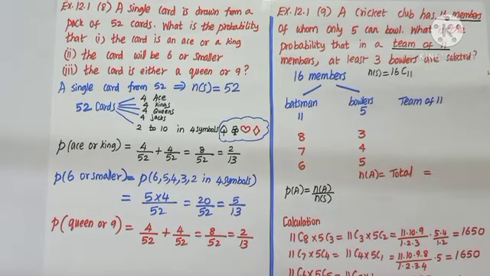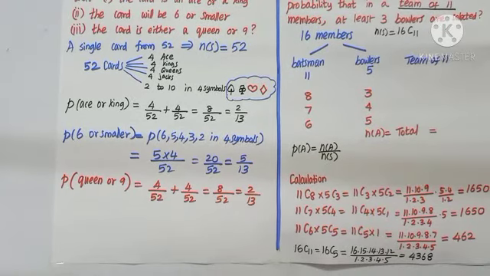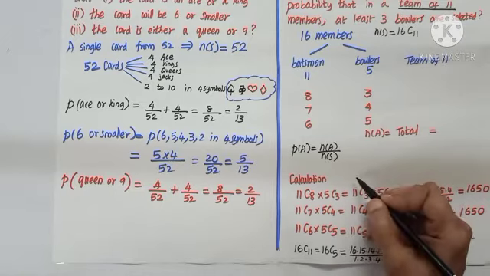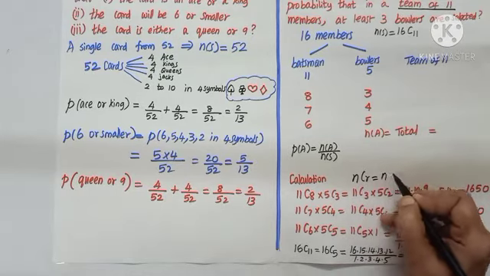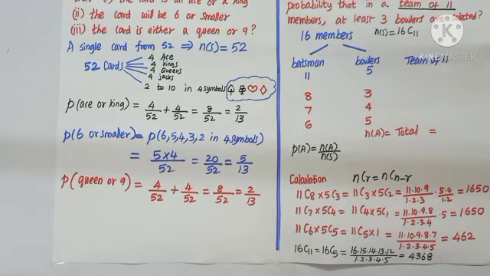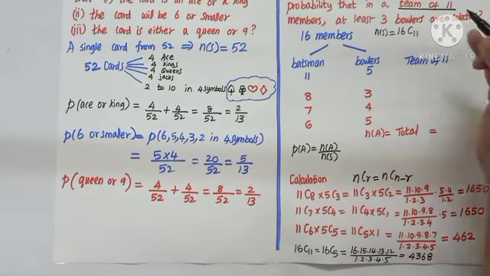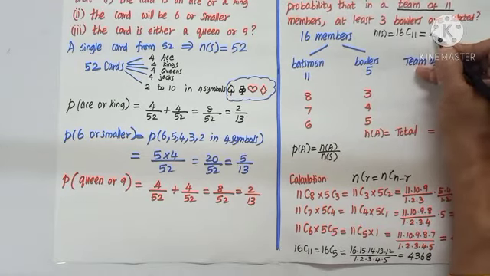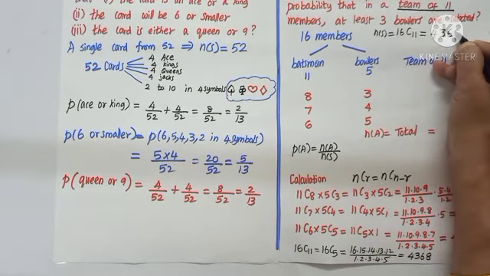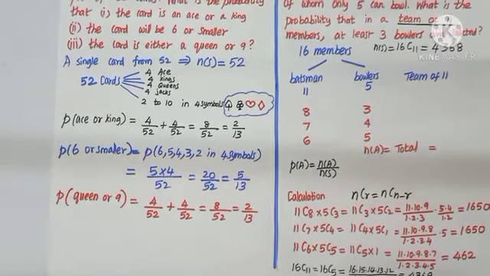16C11. How do I calculate 16C11? We know the formula, nCr is nC(n minus r). So 16C11 will be 16C5, since 16 minus 11 is 5. What is 16C5? 16, 15, 14, 13, 12 by 1 to 5. As we simplify, we get 4,368. So n of s is 4,368.